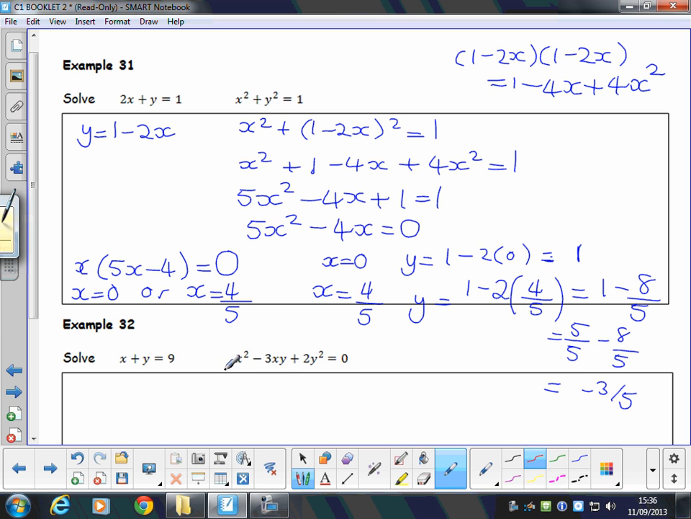So for my final answer, if x is equal to 0, then y is equal to 1. Or if x is equal to 4/5, then y is equal to minus 3/5.